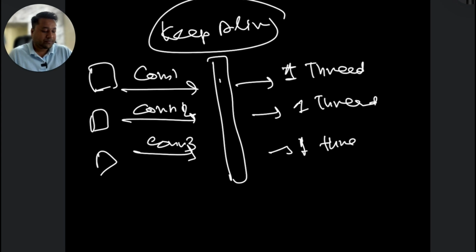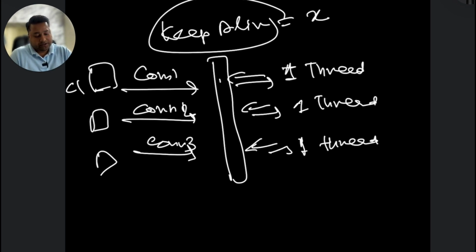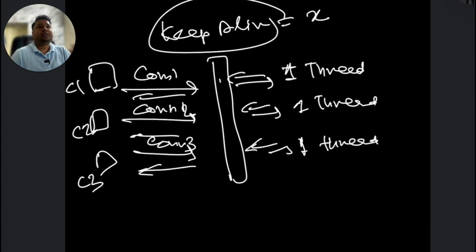Now let's say you have a keep alive value equal to X, right? Now let's say this thread goes to your worker thread and fulfills the request, and then the worker thread prepares a response, and this is sent back to your client connection. This is client 1, client 2 and client 3. So this sends back the response here. Now then and there it will drop the connection.